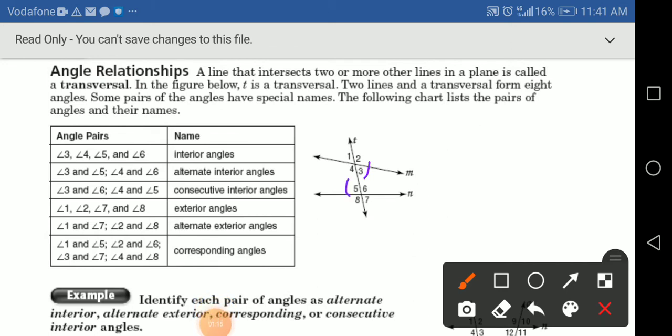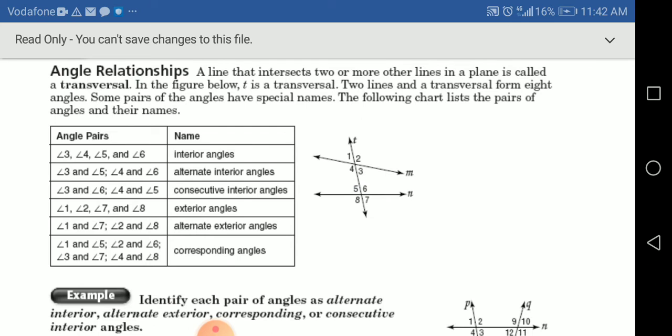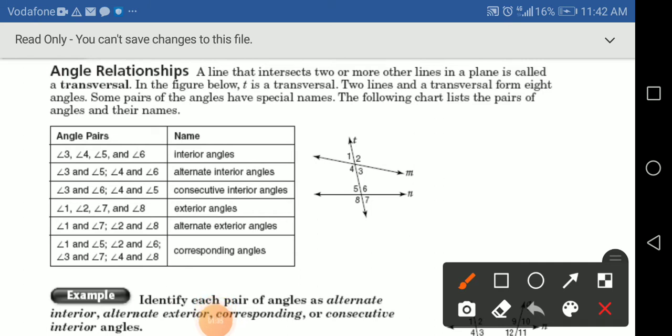When I speak about 3 and 5, this and this gives me what? This gives me alternate interior angles. Remember the letter Z. I have here also 4 and 6. Can you see 4 and 6? What's the relationship between the angles here? It gives me alternate interior angles, the letter Z, interior between the two lines.